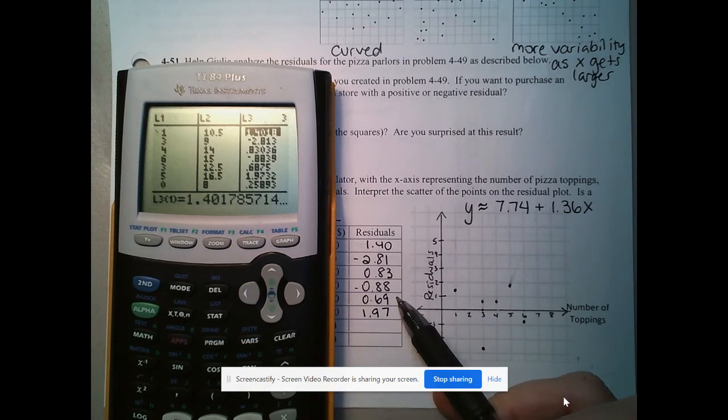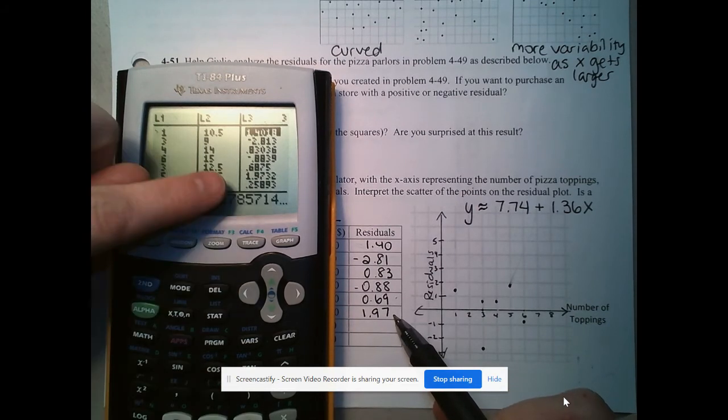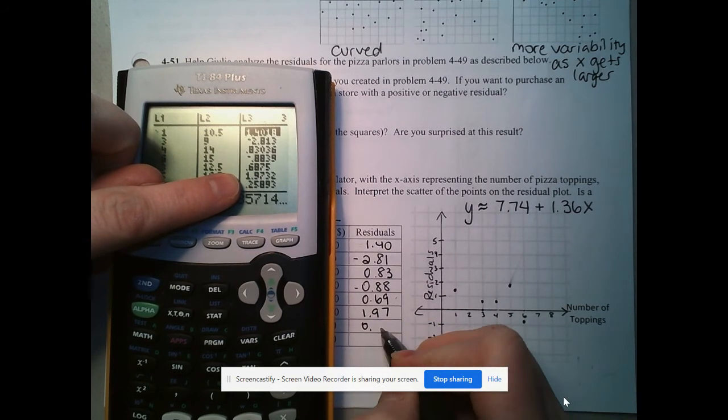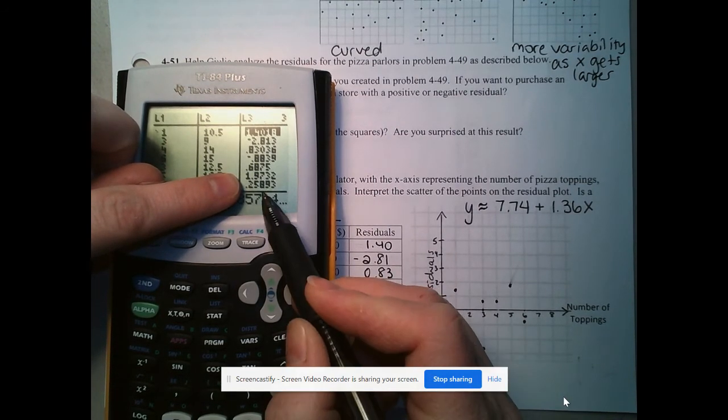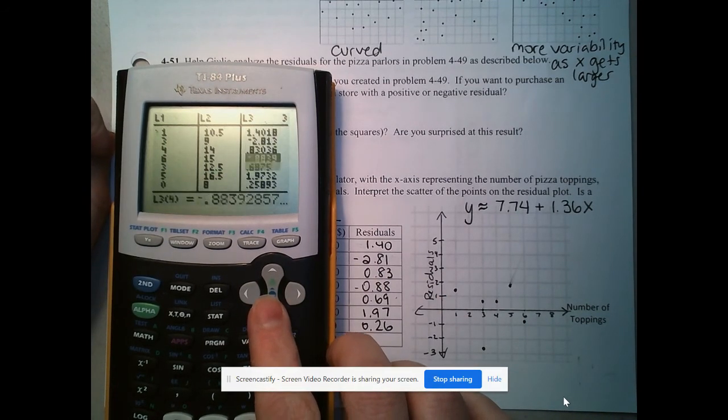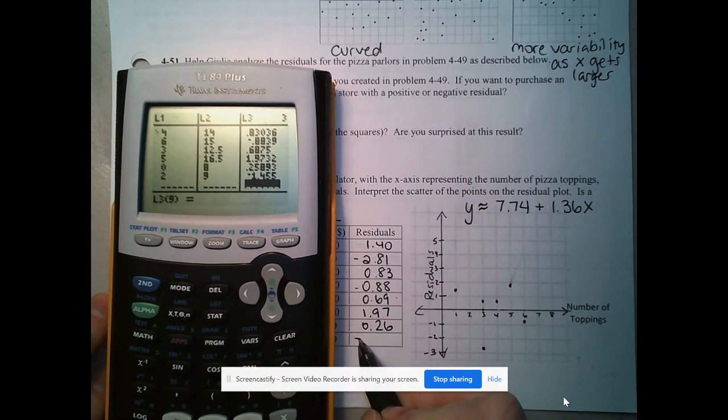1.97. I'm going to grab the next one here, 0.26. I'm rounding up because it's followed by an 8. And then I'm going to use the arrows to go down and get the next one that's missing there, negative 1.46, and rounding because the 4-5 is followed by a 5.